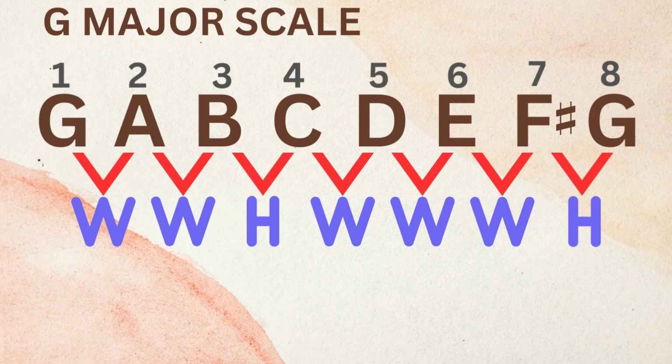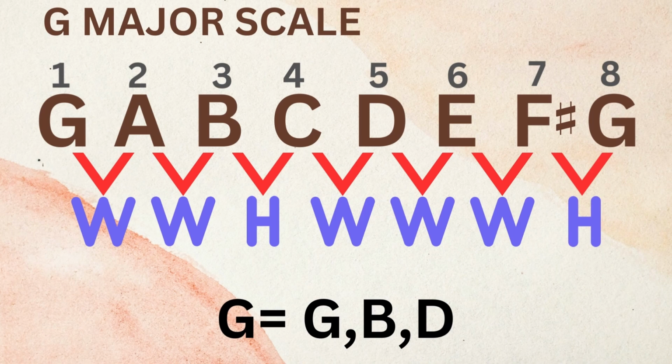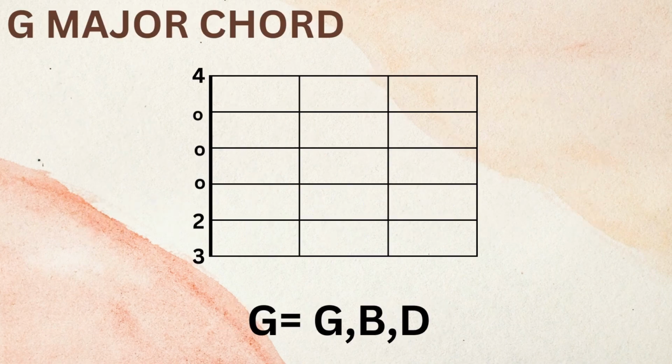The first, third, and fifth notes, G, B, and D, are the notes of the G major chord. On the chord chart, the G major chord is composed of the fretted notes G, B, G, and the open notes D, G, and B.